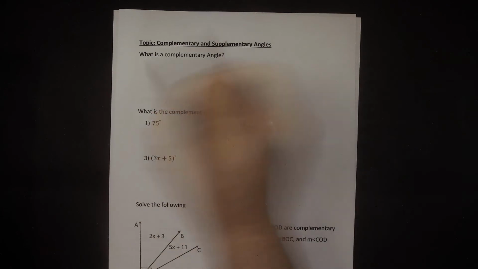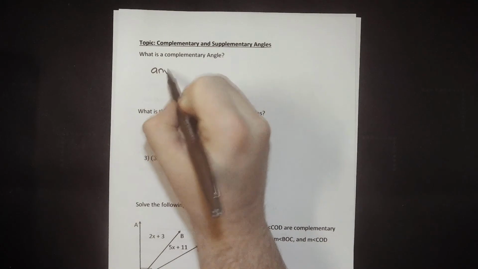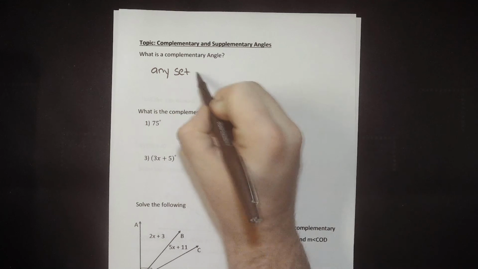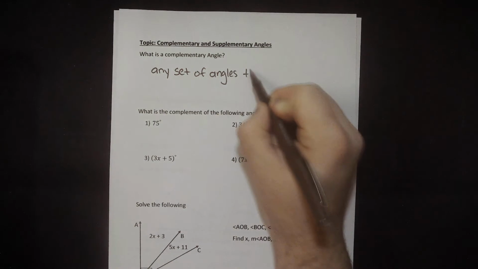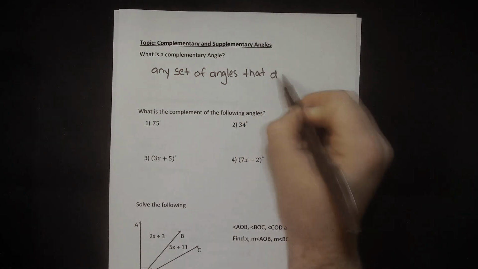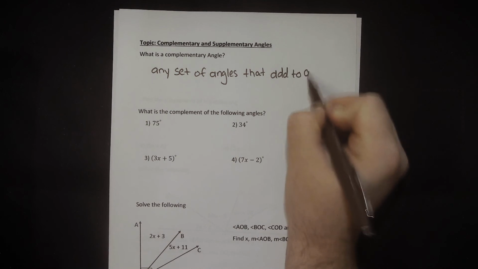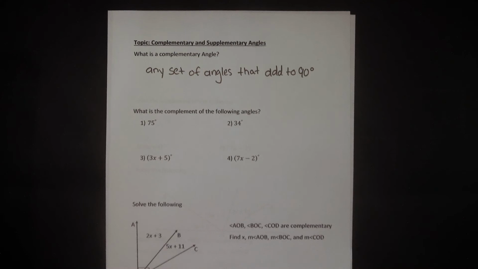Alright, next thing for my geometry students is complementary and supplementary angles. So, what is a complementary angle? Now, I don't know why it's called this, but for some reason, complementary angles are any set of angles that add to 90 degrees. So anytime you think complementary means to add 90 degrees.